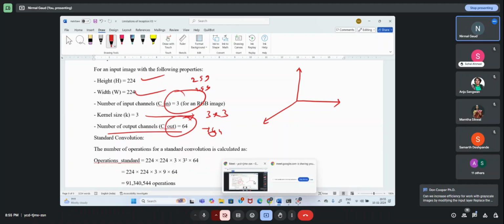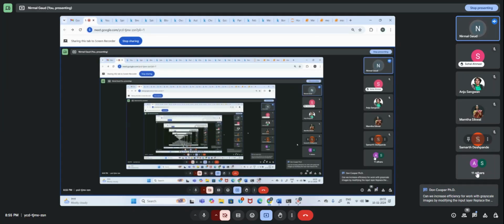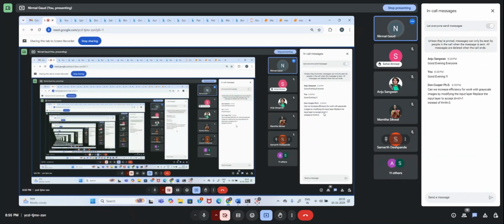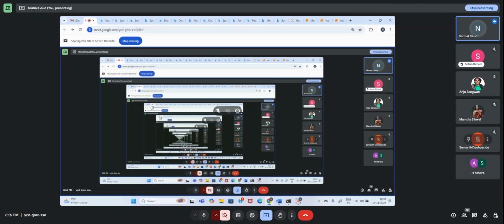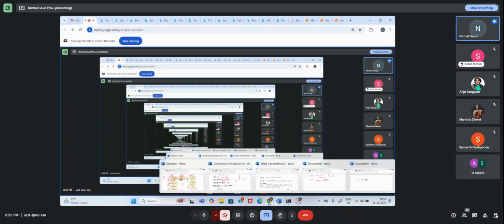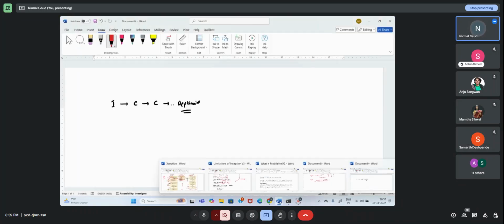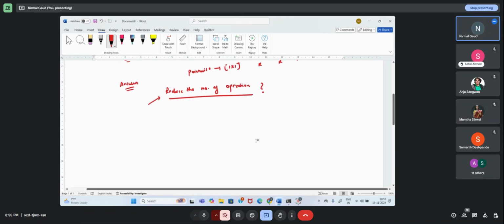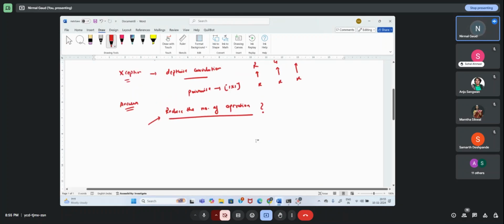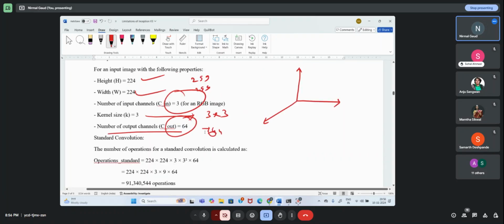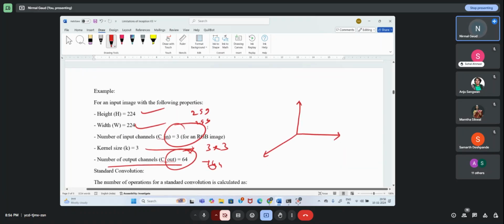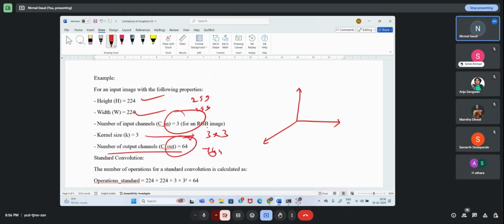Yes, we can increase the efficiency of the work with grayscale by modifying the input layer, replacing it with H W 1. In grayscale we have only one channel. But sir, we are using pre-trained models, and these pre-trained models are trained over three colors. So in that particular case I am just following RGB only. That's the reason. With grayscale we have only one.